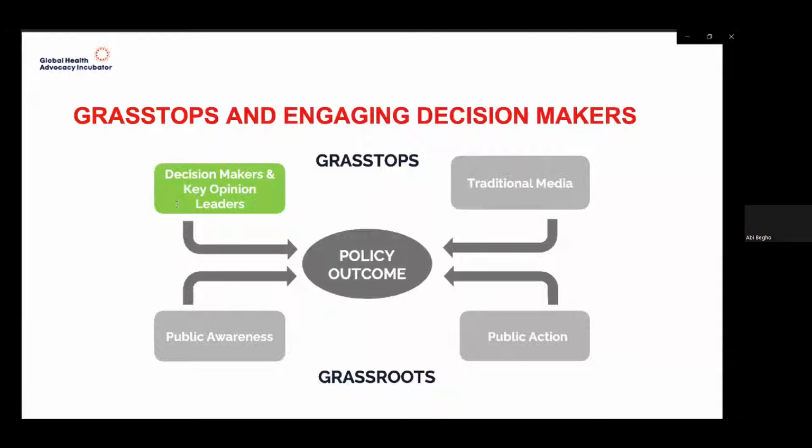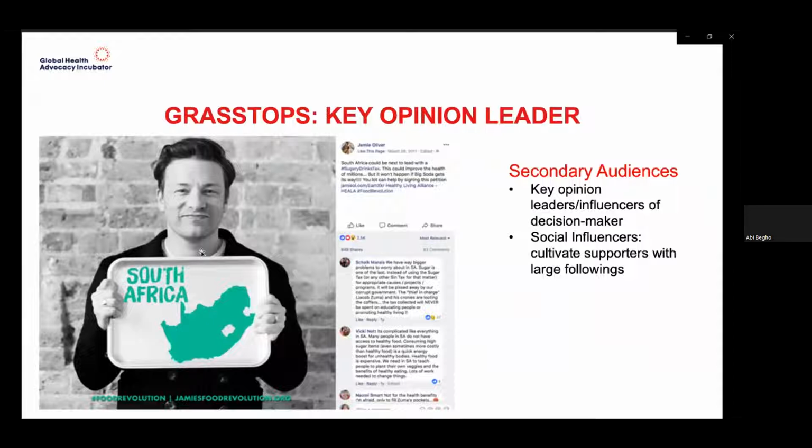Then we've got grass tops, so let's talk a little bit about that. First, we're going to talk about decision makers and key opinion leaders. And here's a great example of a key opinion leader. This is Jamie Oliver. You guys are probably familiar with him. He's a very well-known chef in the UK, but he's global at this point. He's not just in the UK. And here he is pushing support for the petition and for the sugary drinks tax in South Africa. And he's got a link to the petition, and he posted this, and as you can see, it got a lot of engagement and action.